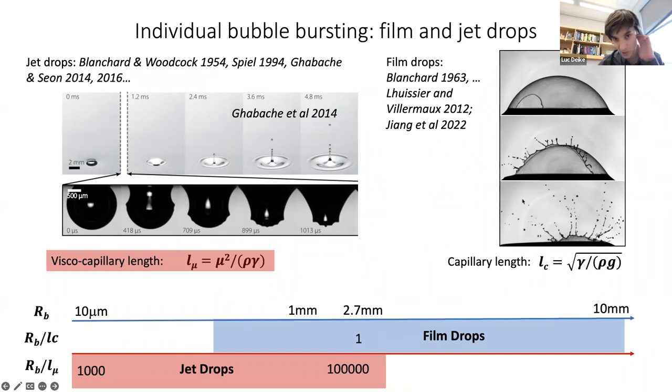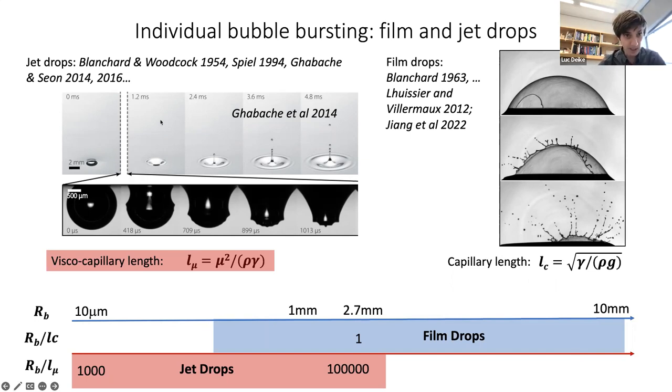Film drops can be visualized through these sorts of pictures where you have a 10 millimeter bubble sitting at the free surface. You get this very big cap. And at some point, this cap is going to rupture and the film is going to retract. And as it retracts, it's going to eject droplets. So material that was in the film can then be ejected in the air. This process is mostly efficient for bubbles that are around the millimeter and larger. And the dynamic can be described by various processes, but it's all going to be a question of how big was the bubble compared to the capillary length.